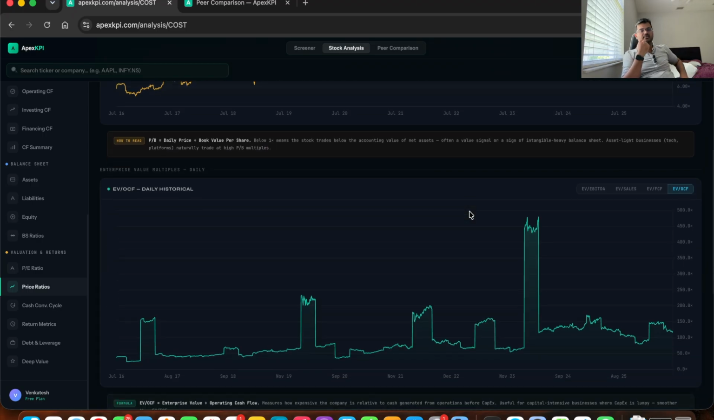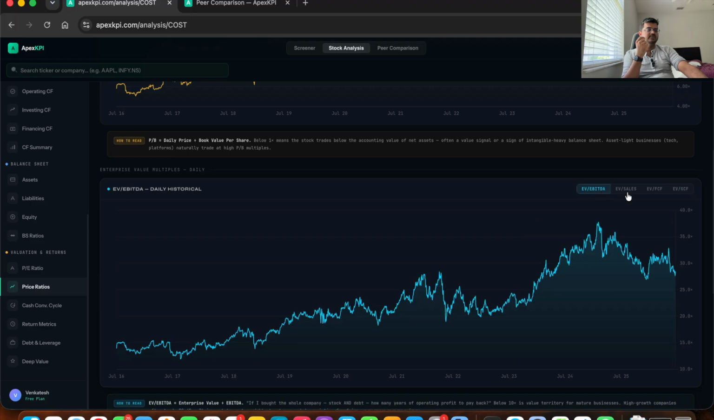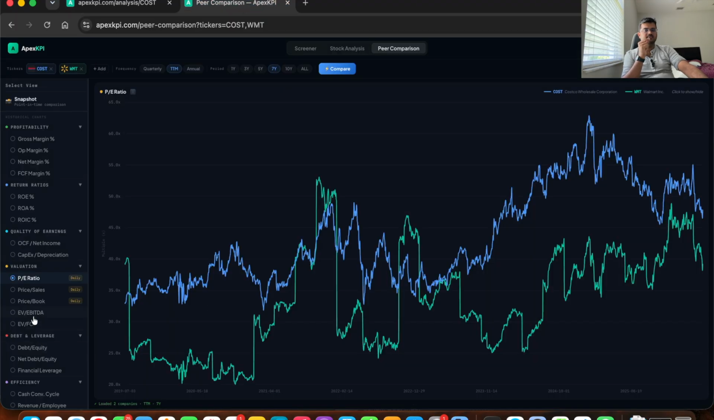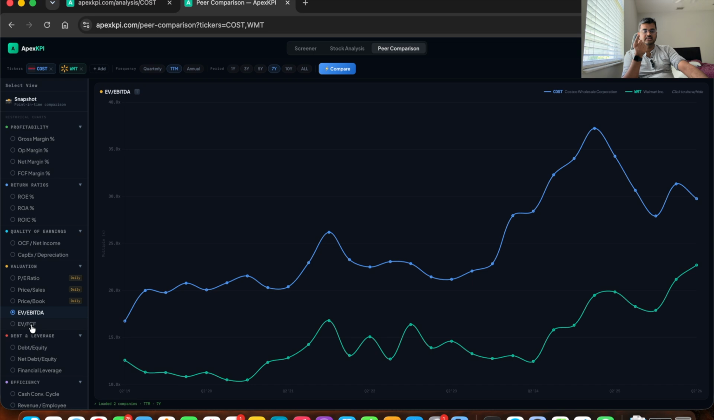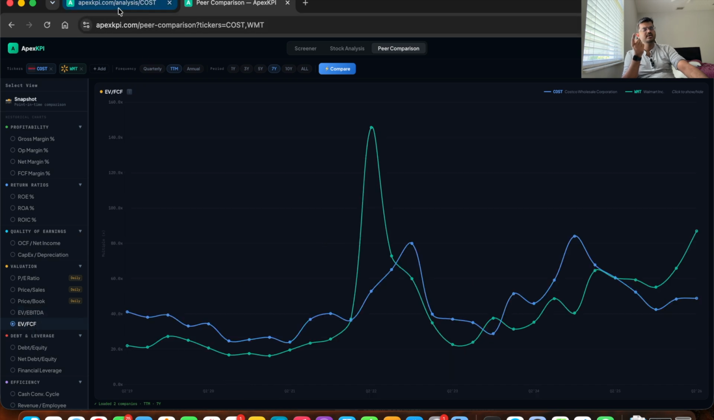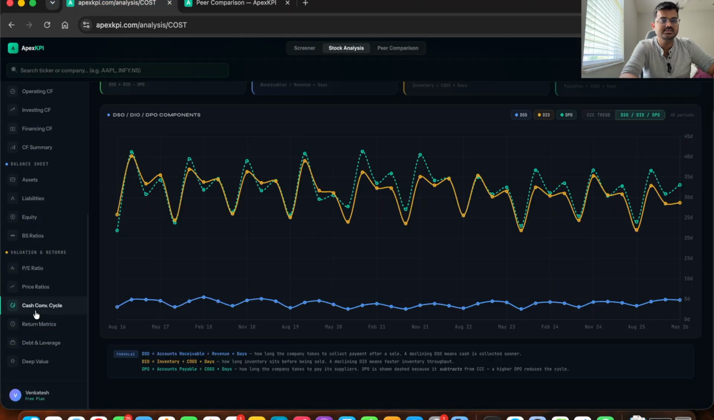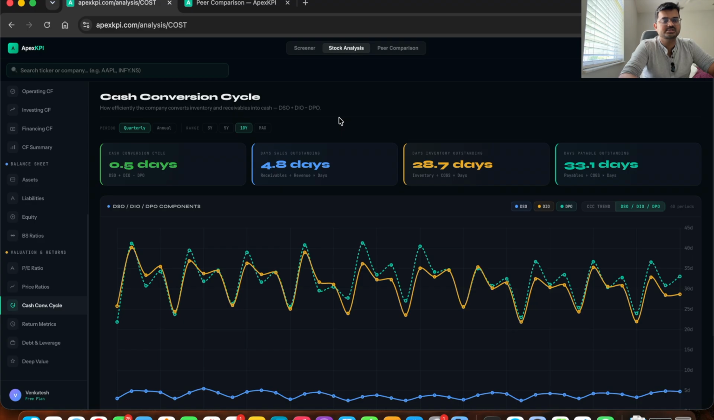Then we have enterprise value multiples, that is EV by EBITDA, EV by sales, EV by free cash flow. All this information will be more meaningful if you compare it with the peers. Here we have EV by EBITDA, EV by free cash flow. If you want, you can just play through, but considering the length of this video, I'm not going to look at it right now. Next one is cash conversion cycle.